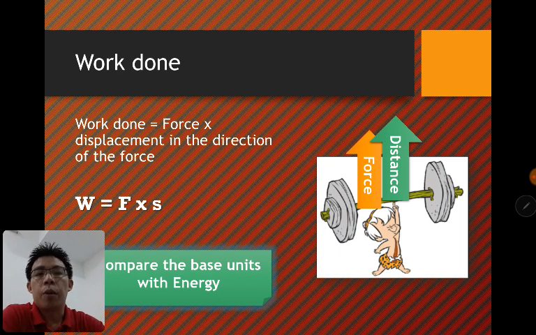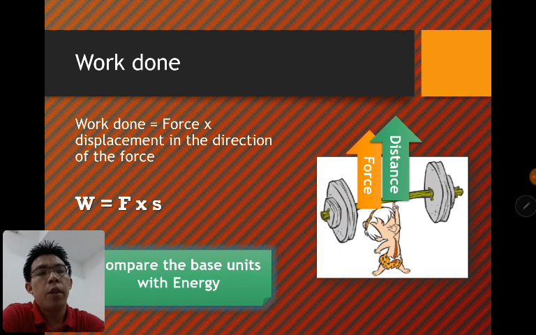And if we compare the base unit of F times S with energy, you should be able to work out that basically they are the same unit. So take some time and try to break down the base units of force and multiply by the unit of distance to see whether it's the same as the unit of energy. You can use half mv squared or mgh as the example for energy.